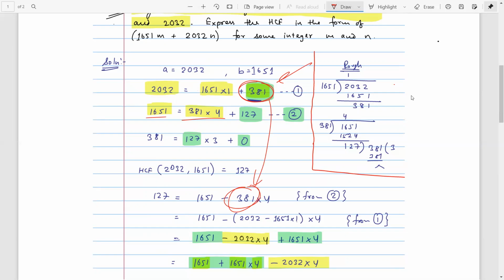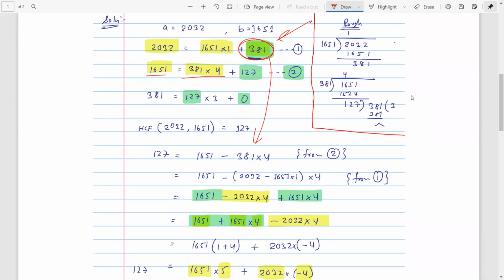381 is equal to 2032 minus 1651 times 1, coming from the first equation. And then there is a into 4. 381 into 4 was there already, no? So that into 4 you will have to do again. So don't forget that, into 4. So this whole thing is 381 and then you multiply 4 to that.